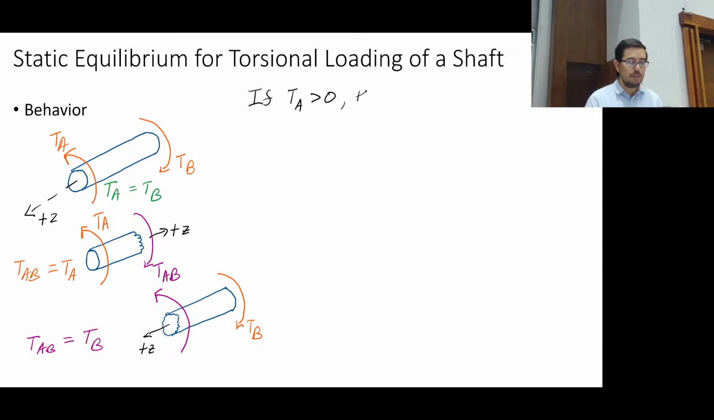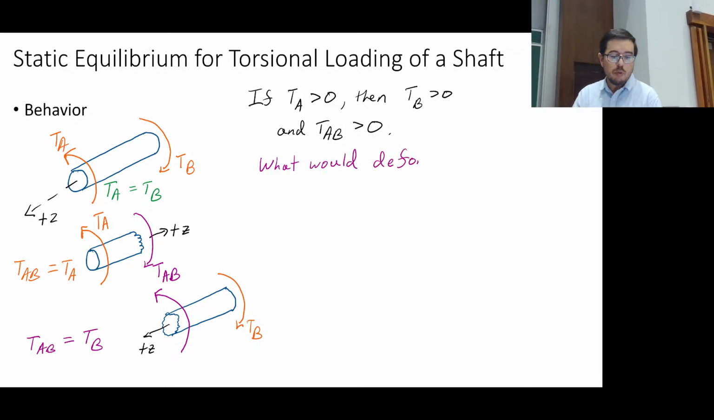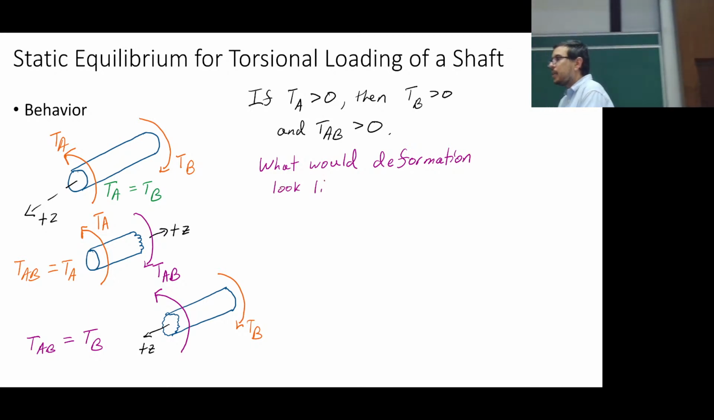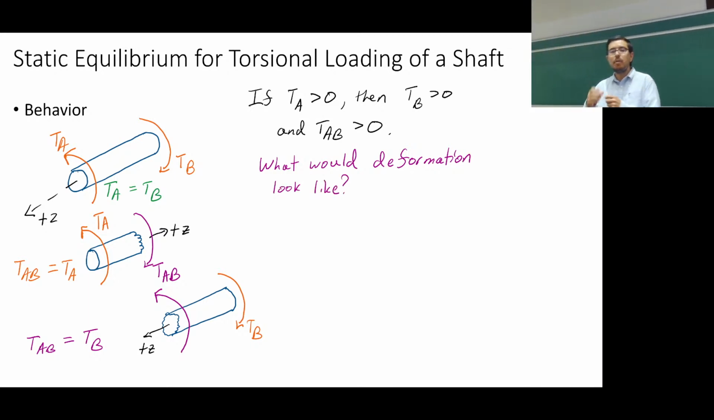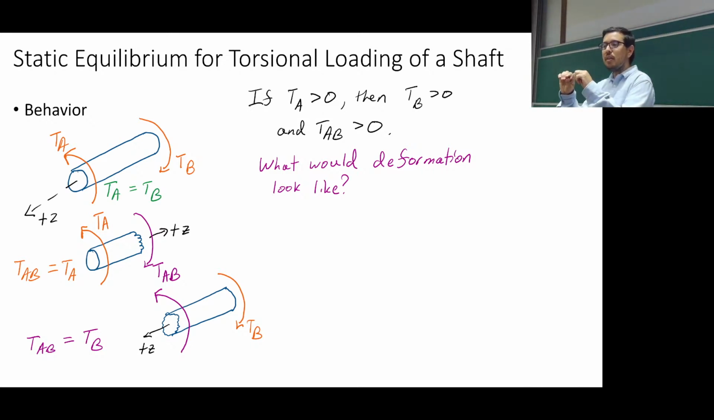All right, so we understand this, right? That if TA is positive, because this is what the algebra tells us. But what I want to point out here is, before you do a lot of these problems, it's very good to take a step back and say, what would this look like in the real world? Like, if I take my pen and I twist it, and I have to draw these moments on this bar, on the shaft, what would it look like?